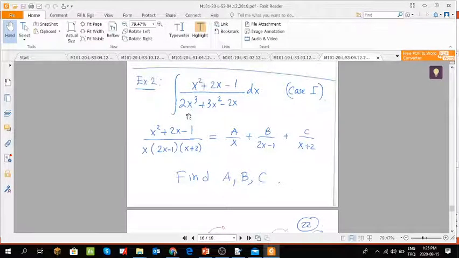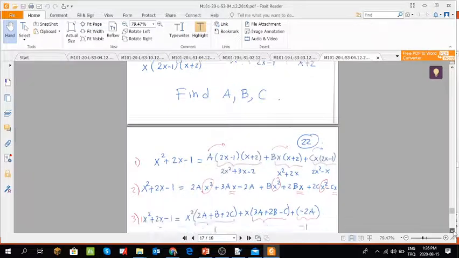And case 1: the degree of the numerator is less than that of the denominator, so case 1 is when you have polynomial over polynomial and the denominator has linear factors. In this case we have linear factors, x, 2x minus 1, x plus 2 if you factor it out. You just say A over x, B over 2x minus 1, C over x plus 2. That's what you write. And we want to find A, B, C.